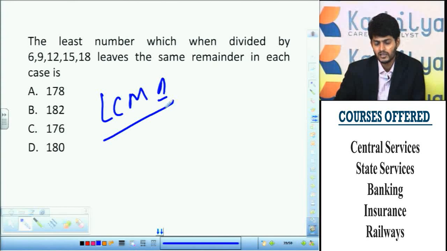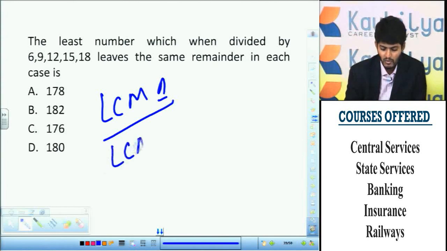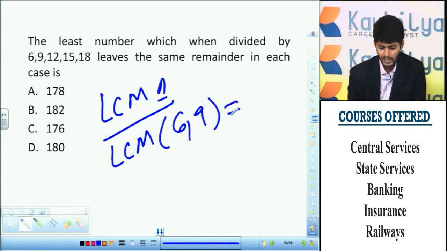So the first thing I am interested in is, what is the LCM of 6 and 9? Multiples of 6 are 6, 12 and 18. Multiples of 9 are 9, 18 and 27. So the least common multiple is 18. So LCM of 6 and 9 would be 18. Since I told the remainder is 1, the answer would be 19 in this case.